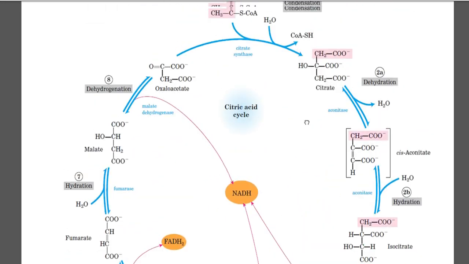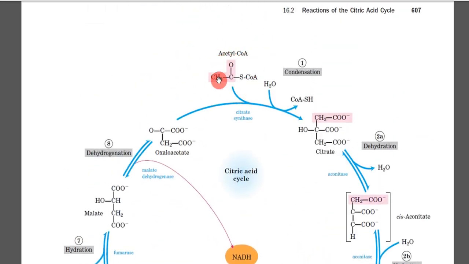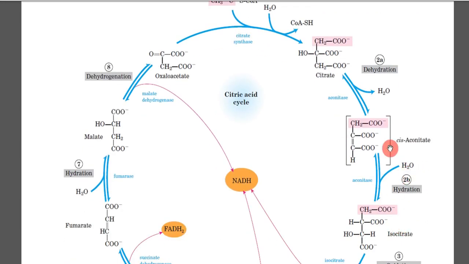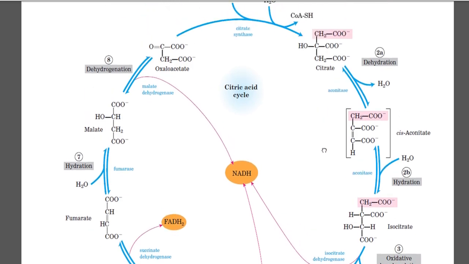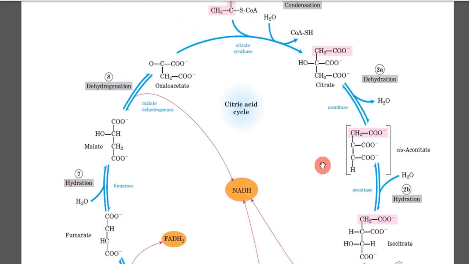That means here the incoming group is the acetyl part of the acetyl coenzyme A. The acetyl part has 2 carbon atoms. These 2 carbon atoms are eliminated in the form of carbon dioxide. So this is the net reaction of the Kreb cycle.